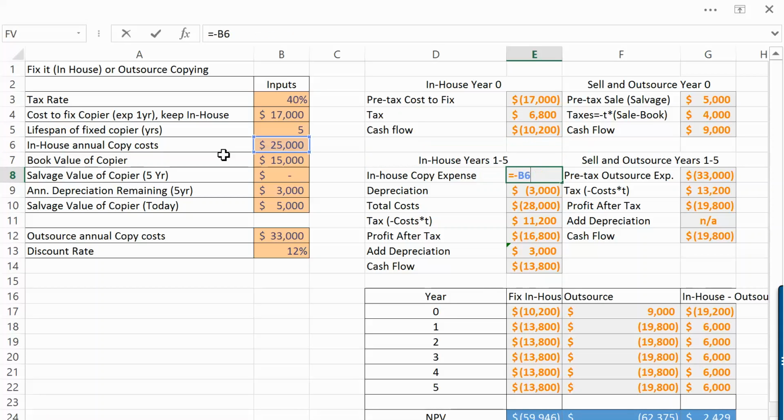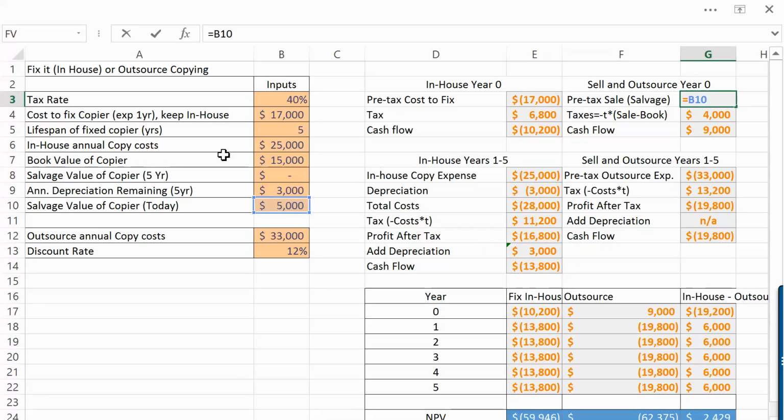Now, the in-house copy expenses are $25,000 a year. You have another $3,000 of depreciation of the machine. So you have $28,000 of expenses. I'll then calculate the tax on that. Remember, the tax is actually going to be a tax shield in this case because you're creating expense. So the after-tax profit or cost is only $16,000. We're going to add back the depreciation to get the cash flow. So years 1 through 5, it's only going to cost us $13,800 in cash to operate this machine in-house.